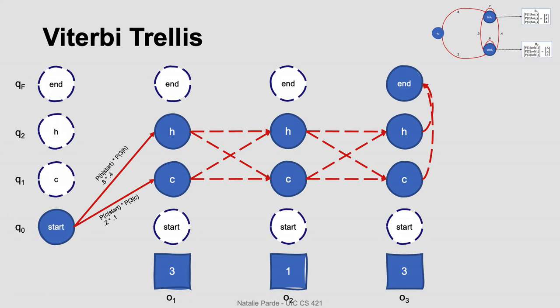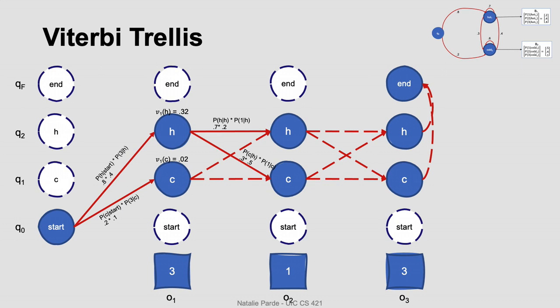So we'll start out by computing the probability that the first state is hot times the observation likelihood of eating 3 ice cream cones given that it's hot, and the probability that the first state is cold times the observation likelihood of eating 3 ice cream cones given that it's cold. This is identical to what you already saw with the forward algorithm. So here are our first Viterbi probabilities.